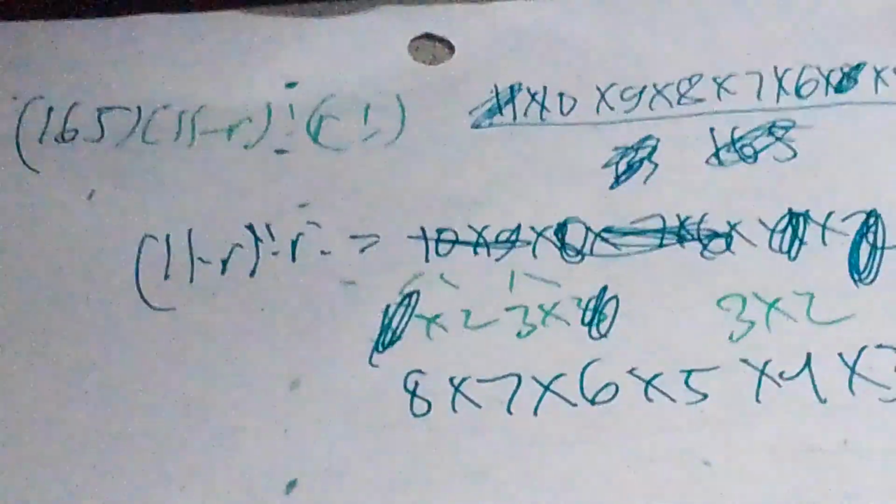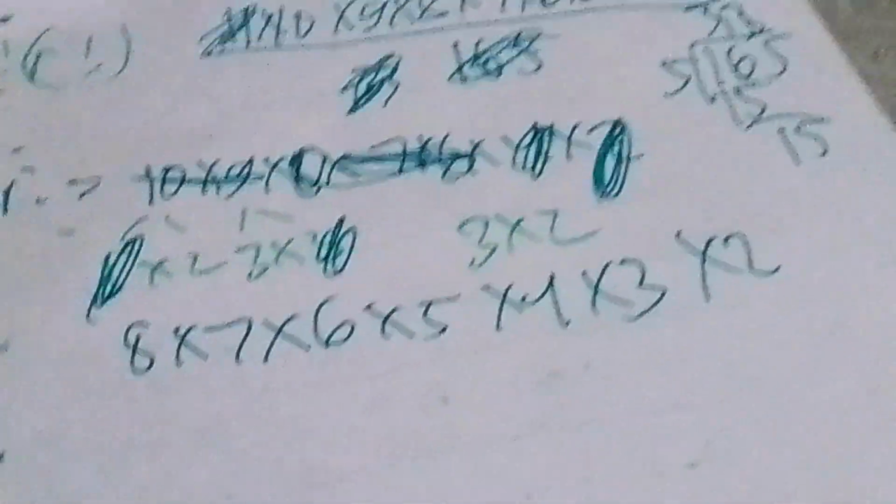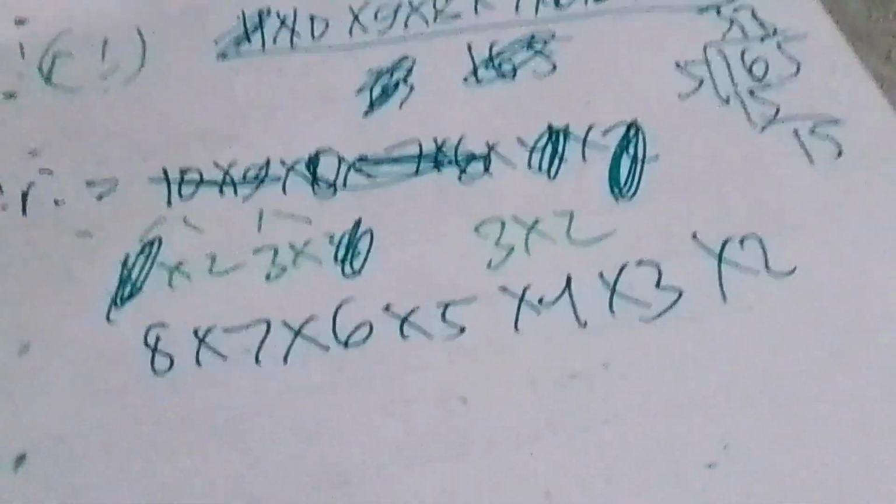So, therefore, r can become 8 or r can become 3. So, there. We got the right answer. Wait, that's not it yet. Let's double check. So now let's double check our answer.